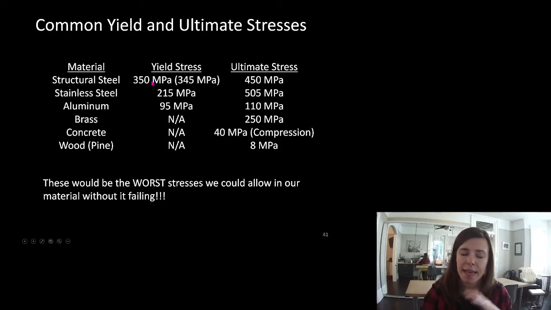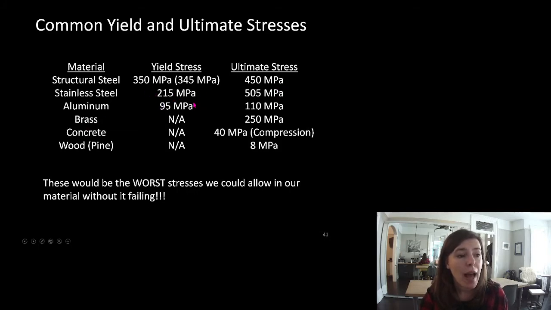So, structural steel, 350 MPa. Like I said, we used to work with 300 MPa quite a bit, but we don't anymore. I have a funny note here that says 345 MPa. In a couple weeks, we're going to talk about steel as a material, and I'm going to explain why sometimes we use 350 and why sometimes we use 345. And it has to do with how we heat it up when we make specific objects. Our ultimate stress is 450 MPa. Stainless steel has a higher ultimate stress, but a much lower yield stress.